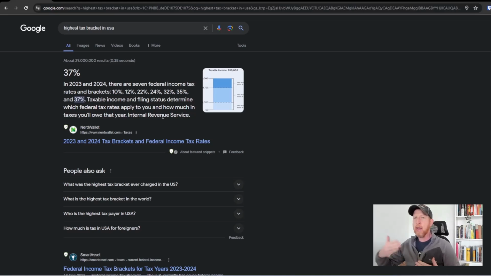And it just goes through each of these different levels. And the highest level is 37%. And so you will almost never have your entire income taxed at 37%. Only a portion of your income will be taxed at that. And so that's kind of important to remember.